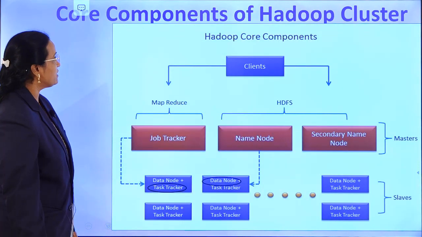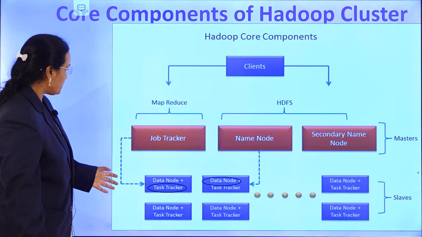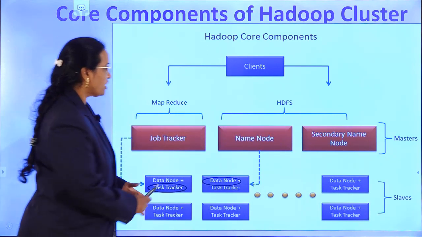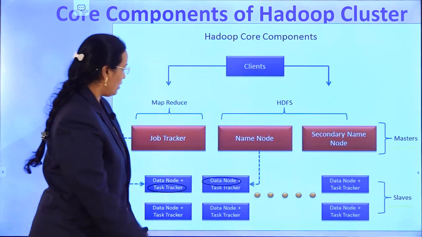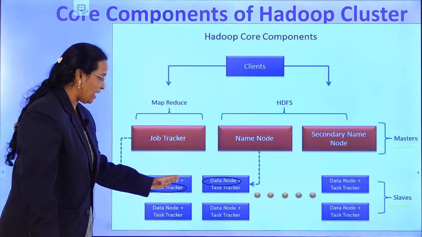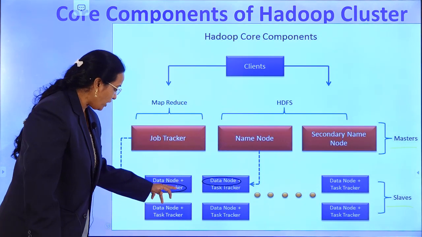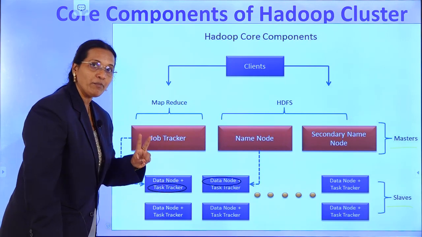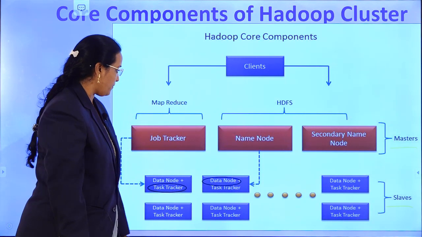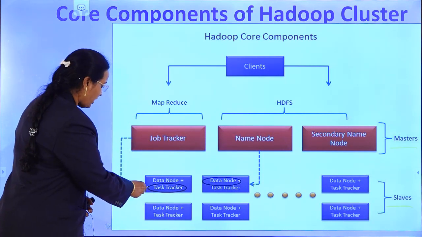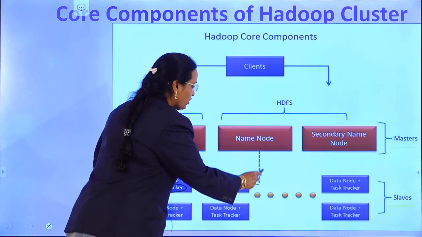You can see here, this is a simplified diagram of the Hadoop cluster. We have a master and we have slaves. In the slaves we have the slave nodes, and on every slave node you can see two daemons running, called the data node and task tracker. Task tracker is a slave to the job tracker and data node is a slave to the name node.